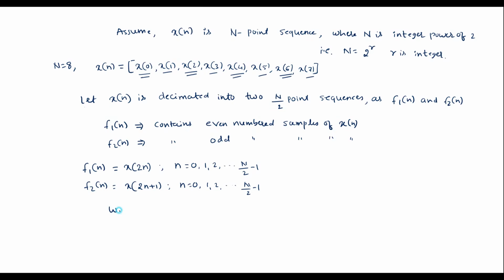Now we know that the DFT of any sequence x of n is given by x of k equal to the summation n equal to 0 to n minus 1 of x of n times the twiddle factor W_N power nk, where k varies from 0 to n minus 1. We'll call it equation 1. Now I will try to represent equation 1 in terms of even and odd sequences.